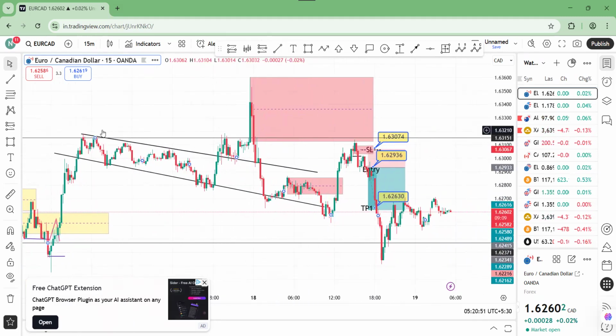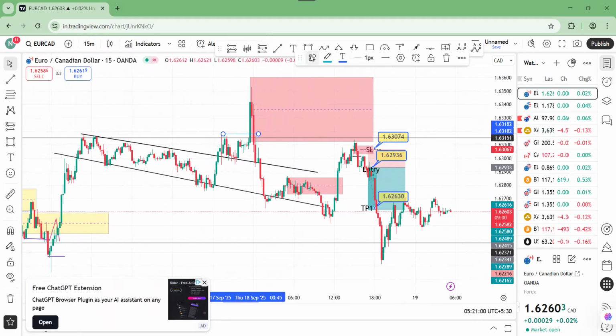So you see here, after this sweep point, okay, in the past it was a sweep, and in the present also the market is showing a sweep. Okay, this is a sweep point. I need a change of character.